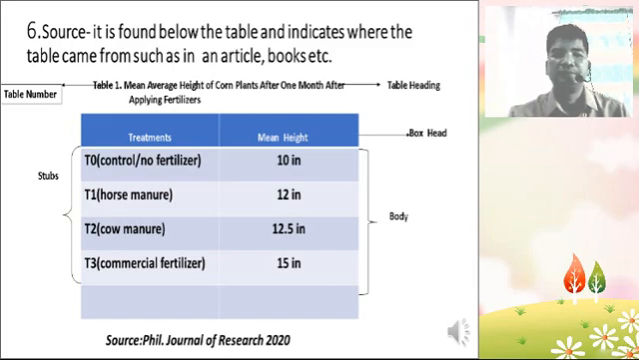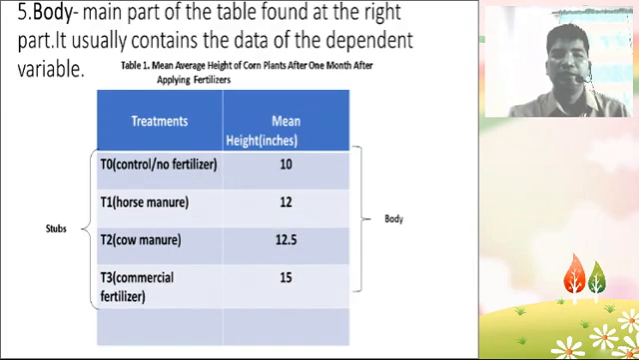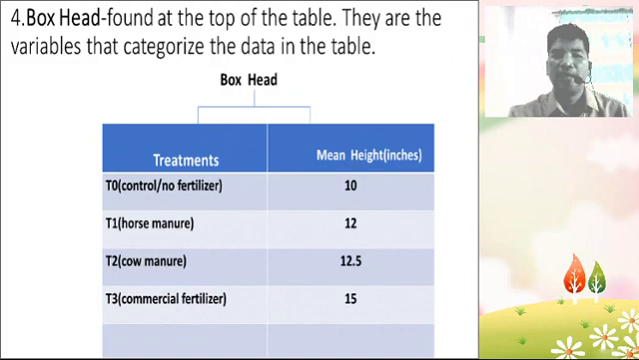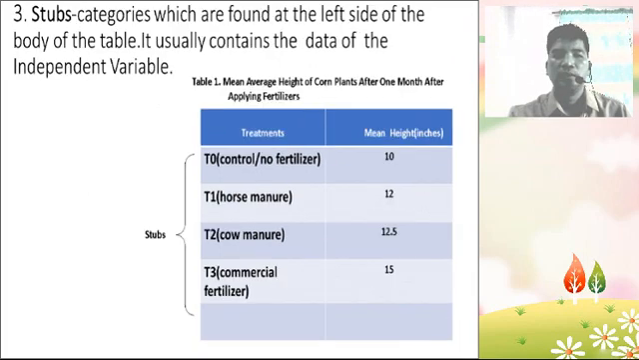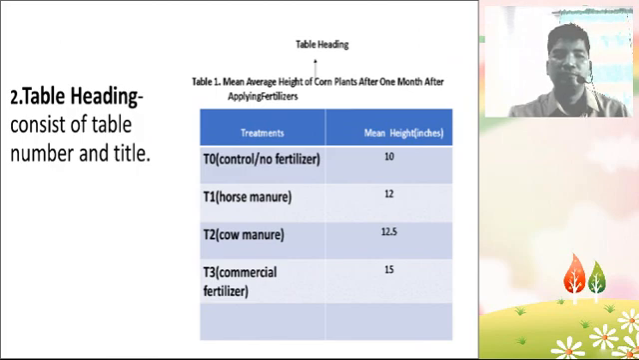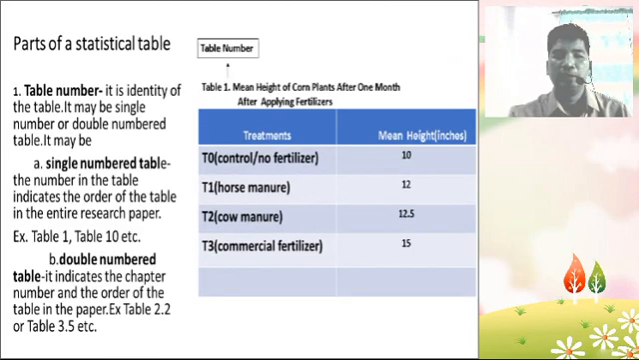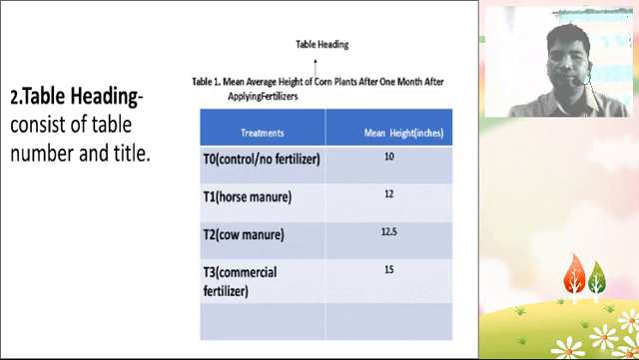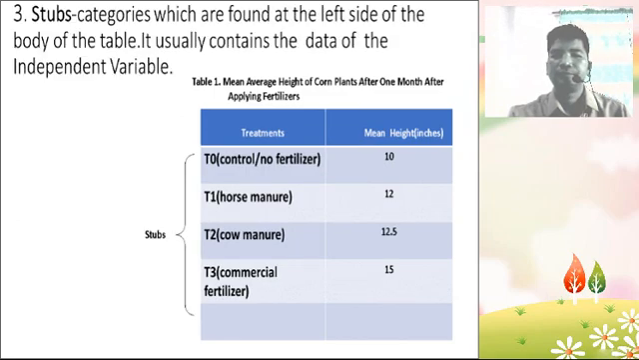So these are the parts of the statistical table. We have the source, we have the body, we have the box head, the stubs, table heading, and table number. So those are the parts of statistical table. Can you follow, class? Okay.